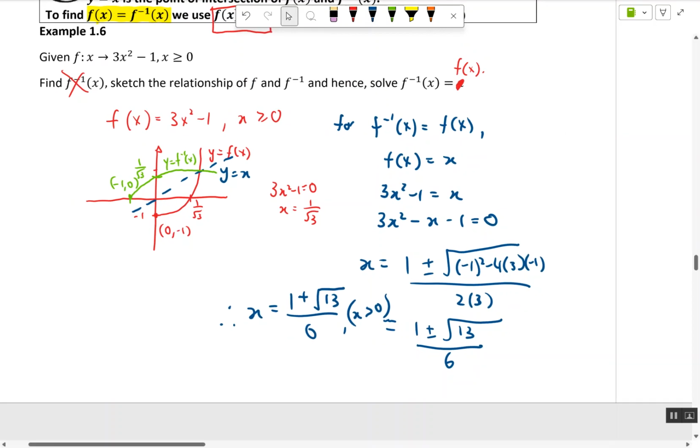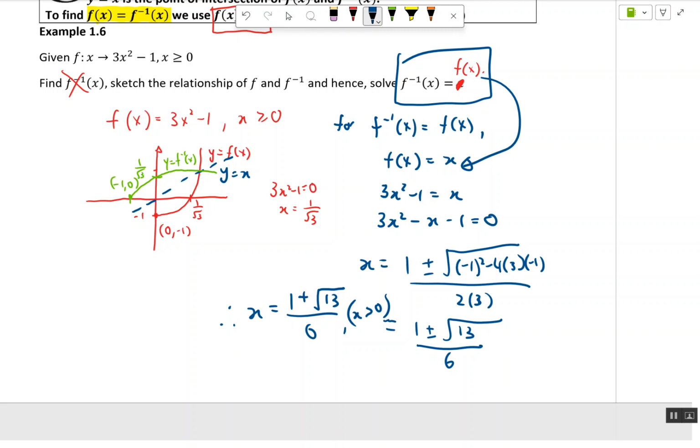Okay, so 2 learning points. The relationship between f and f inverse is a reflection on the line y equals to x. Second learning point, when the question asks for f inverse x equals to f(x), always use f(x) equals to x, because the three of them will always meet at the same point.